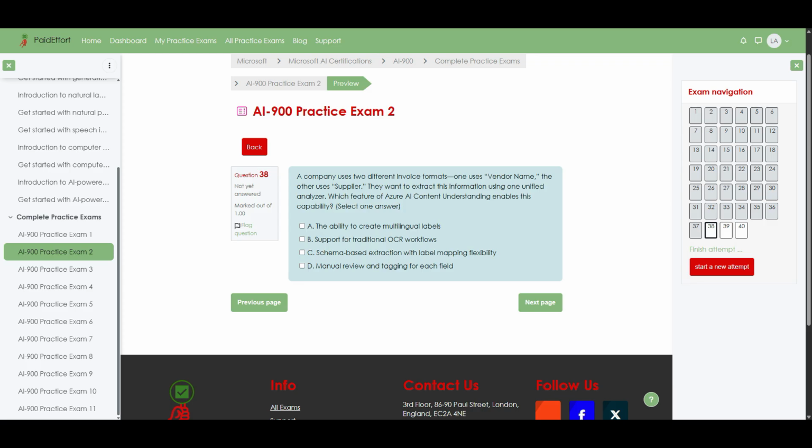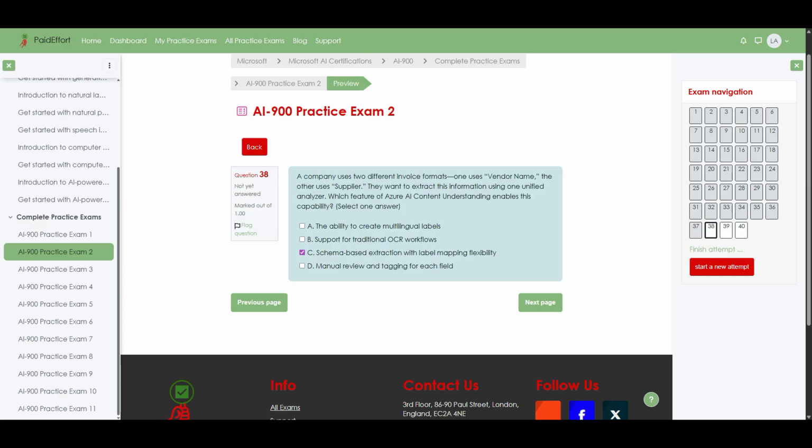Select one answer. A, the ability to create multilingual labels. B, support for traditional OCR workflows. C, schema-based extraction with label mapping flexibility. D, manual review and tagging for each field. The correct answer is schema-based extraction with label mapping flexibility. Let's go through the explanation now.